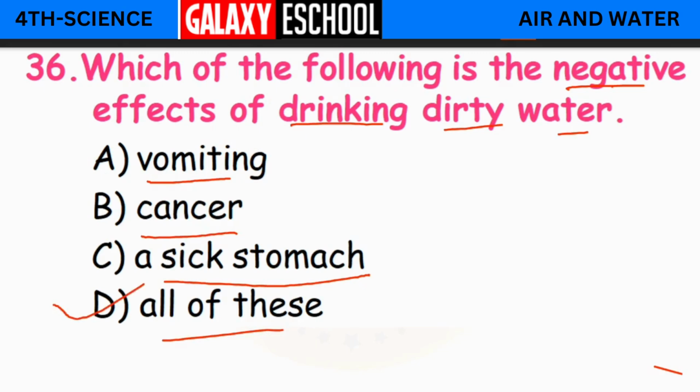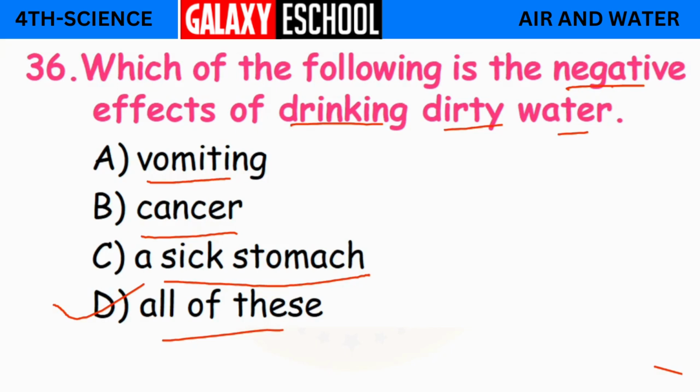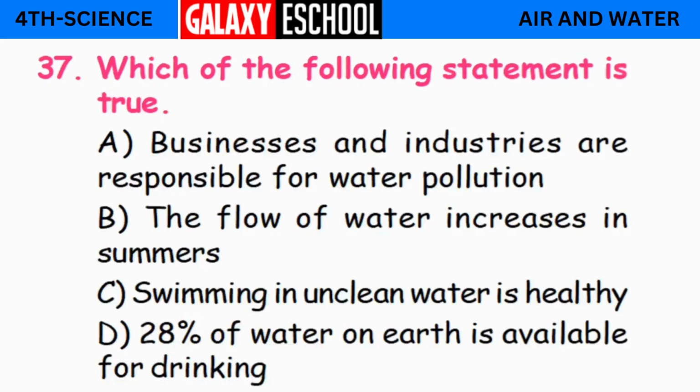So if you drink dirty water, you may get vomiting. It may also lead to cancer, or you may have a sick stomach. Sick stomach in the sense that sometimes you may feel like vomiting and motions, or some other problem in your stomach. Because of all these three, we have the D option, that is all of these. So that is why you must always drink pure water.